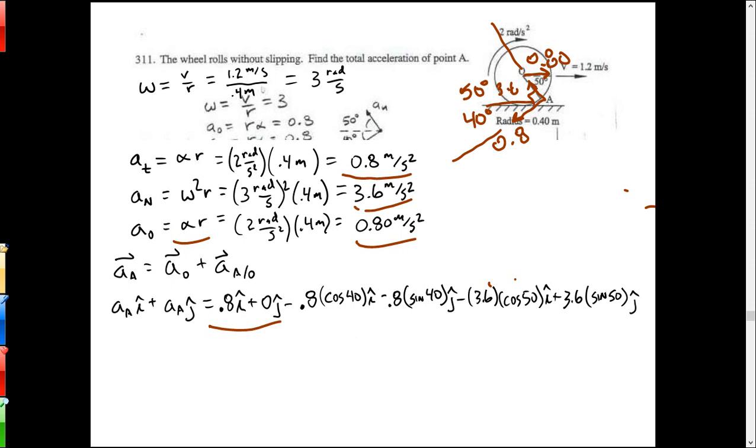And then the normal acceleration is 3.6. And that's going from A towards the center of the circle, and that's a 50-degree angle. So that'd be minus 3.6 cosine 50 i plus 3.6 sine 50 j. I think I said A, it's i. Okay. So you just take each of those, break it up into x and y components, and add everything up. You're going to add up the i's and the j's separately. And that'll get you the total acceleration of point A, the combined effect of those 3 things.